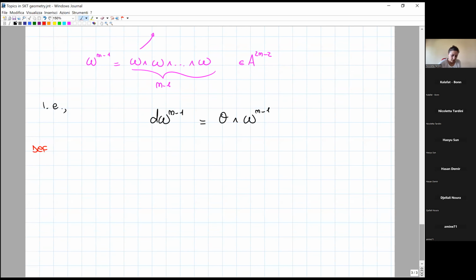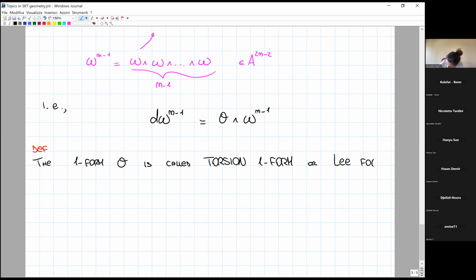So this form has a name. Let me say, definition. The one-form theta is called the torsion one-form, or sometimes it's also called the Lee form. And in fact, you can check that theta is actually equal to J d star of omega.